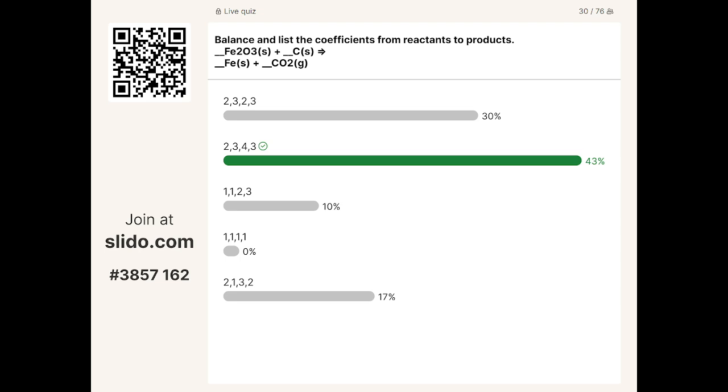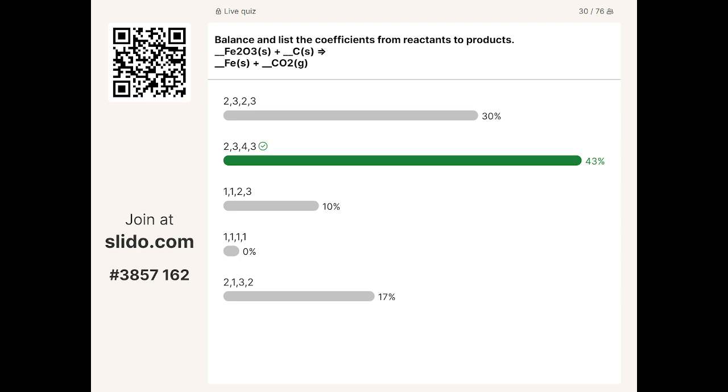Okay, so the 2 in front of the Fe2O3 means there's 4 irons on the left side. And if we try to equal out those irons, the number in front of Fe on the product side has to be 4, doesn't it? And for the carbons, we put a 3 in front of CO2. That means on the reactant side, we have to put a 3 in front of the C. So we have 3 carbons on both sides.